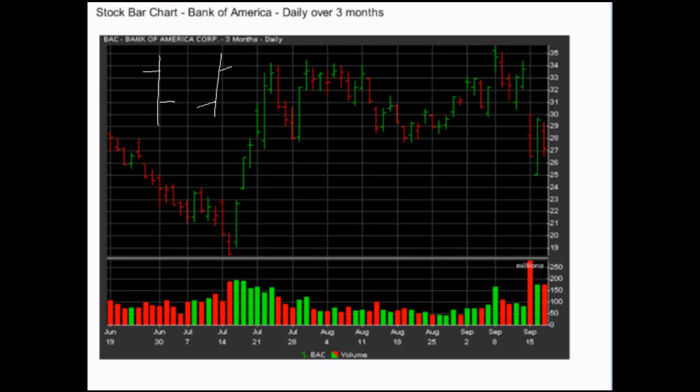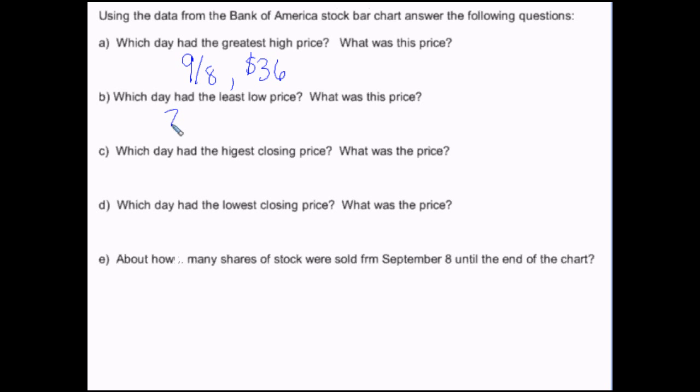Okay, which day had the least low price. Okay, so the low is the bottom of the stick, and that's right here. The least low price looks like it was probably $18, or close to $18. And the day was July 14th, so July 15th. Okay, not too bad so far?